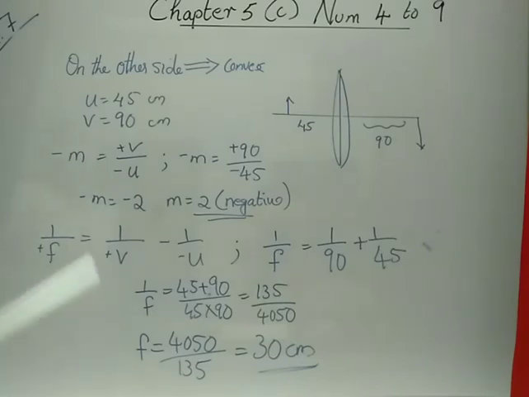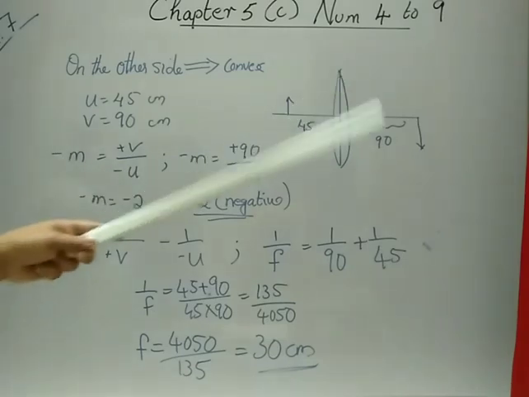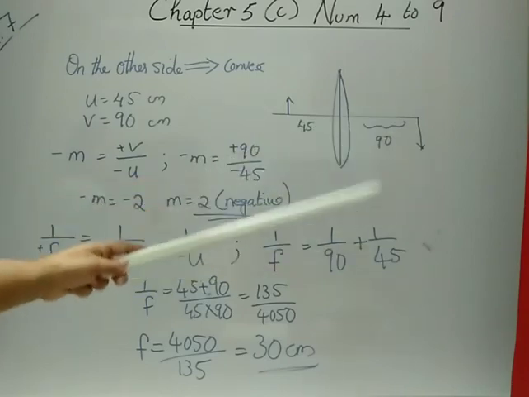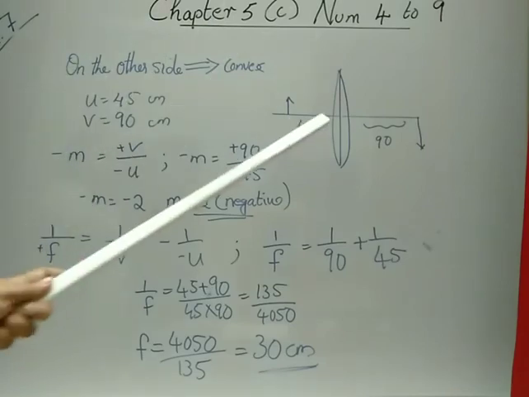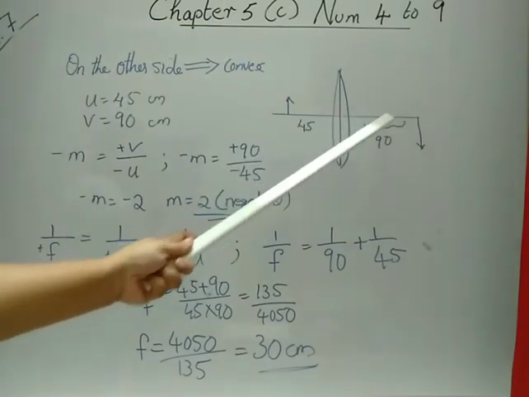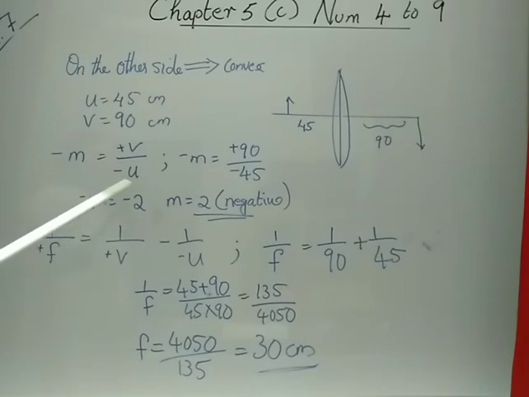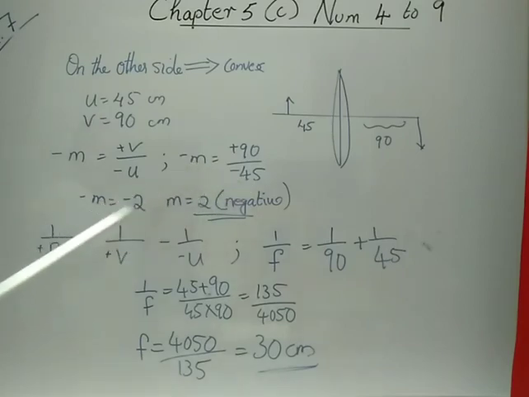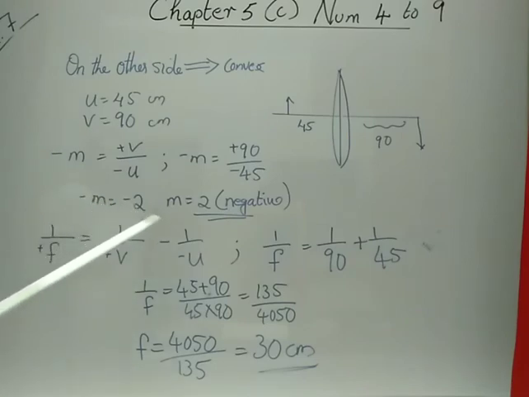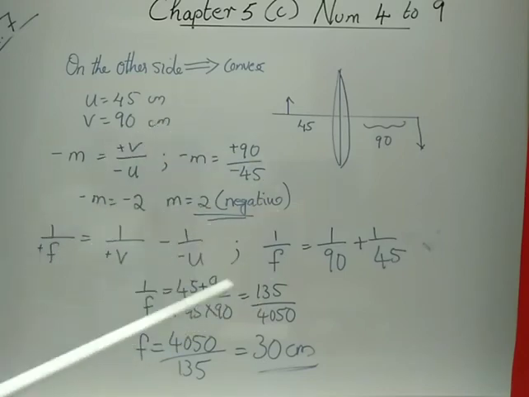So again, we have to use the magnification. M. On the other side means it is a real image, so it will be inverted below the principal axis. So M is negative. V is on the opposite side on the principal axis when we take the direction. V is positive. U is always negative. So we will get negative M is equal to positive 90 by negative 45. So you will get negative M is equal to 90 by 45 is negative 2. Negative M, negative 2. So M is equal to 2. But you know, for a real image, magnification is negative. So in the bracket, you should mention it is negative.